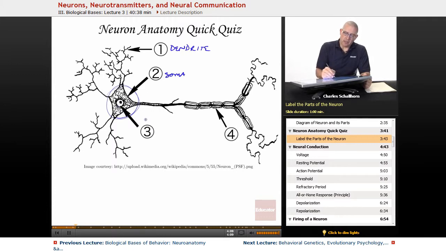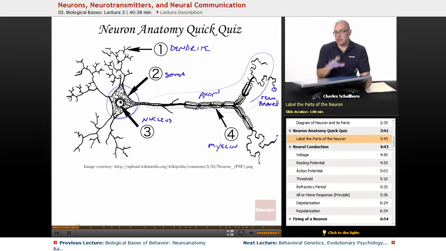This tiny little thing in here, we don't need to worry about it, but it is a nucleus. Then you have the covering of this thing right here, and the covering is known as the myelin. What is this long thing right here, though? What's that called? Axon. And at the end of the axons, the terminal branches, etc. And so you need to know those parts.